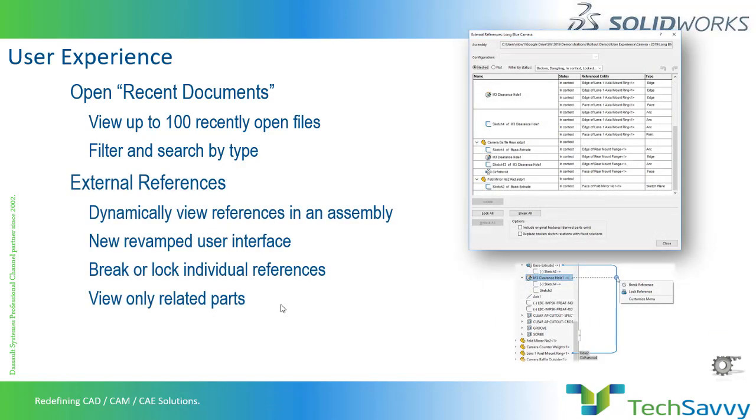Not only that, our external references, I can change my external references dynamically. I can see a revamped user interface. I have a break and lock individual reference type option that previously I needed to do by going inside that particular file and going inside that particular file's properties, and then I was able to break or lock the individual references. Now I can do it simply by clicking it. Not only that, I can view only the related parts.